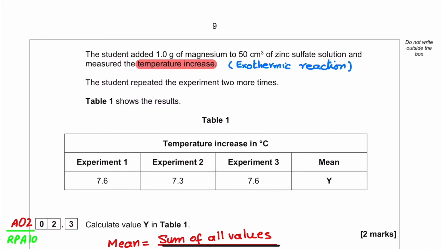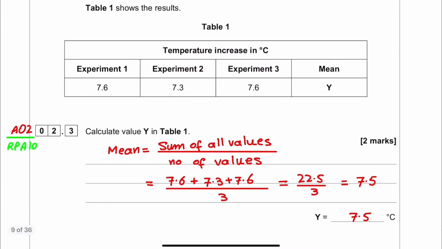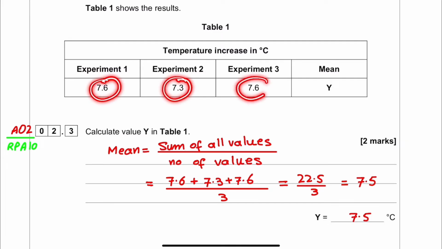Calculate the value of y in table number 1. This is an AO2 question, and this question is from required practical activity number 10. We know that the mean is the sum of all the values divided by the total number of values. We have 3 values, 7.6, 7.3 and 7.6, in our table number 1. So the sum of all values divided by 3, and the answer is 7.5 degrees.